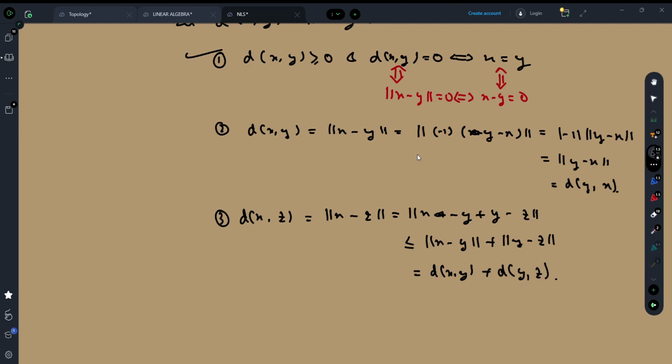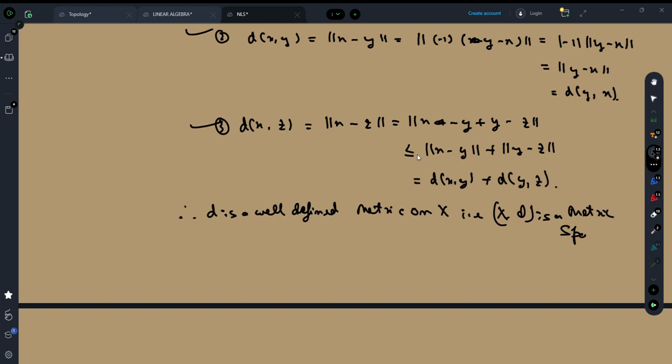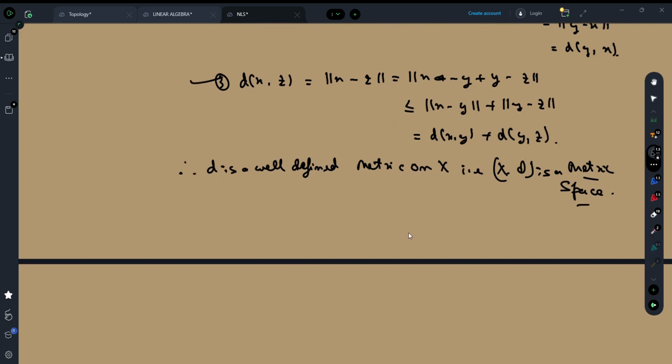So you have these three properties. Don't these three properties make d a well-defined metric? d is a well-defined metric on X. That is, (X, d) is a metric space, right? I hope you know what metric spaces are, because before reading the concept of a normed linear space, you should have read the concept of a metric space.